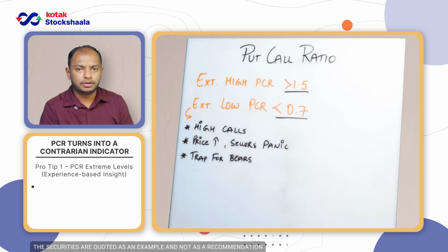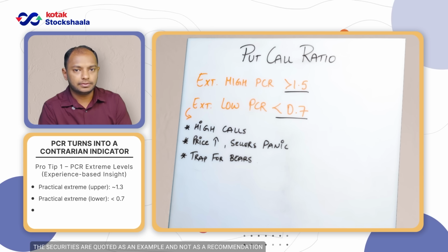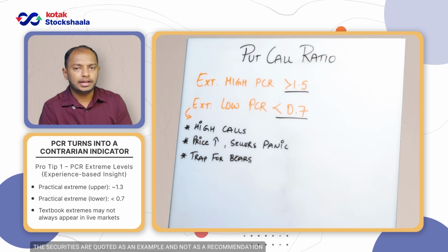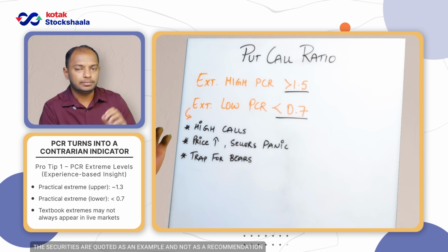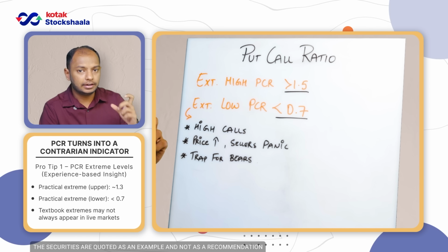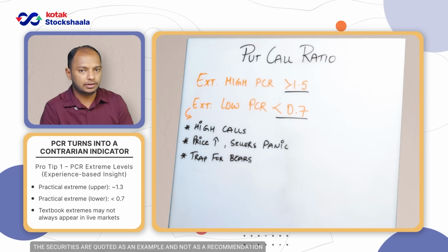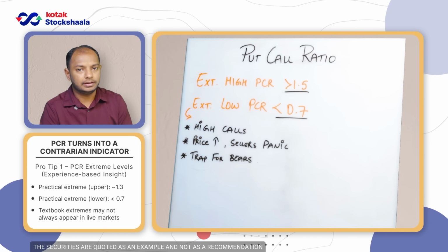Here is a pro tip. While the textbook definition actually gives us 1.5 and 0.7 as extreme numbers, what I have experienced in my trading journey is that we generally have these extreme levels at 1.3 itself on the upper side, and on the bottom side I have seen less than 0.7 regularly. So on the upside, seeing 1.5 or more might be very rare.